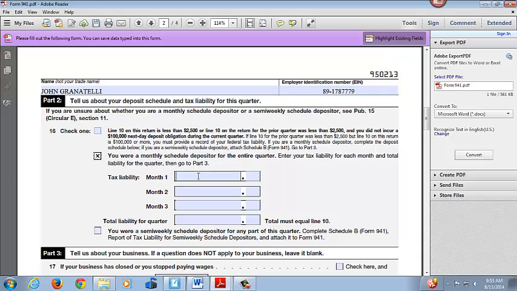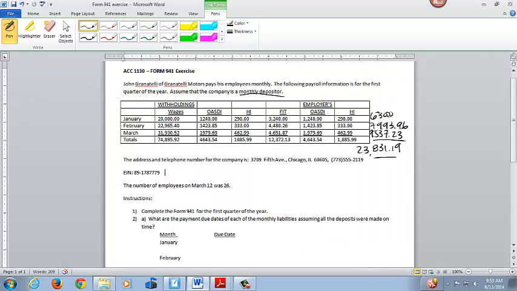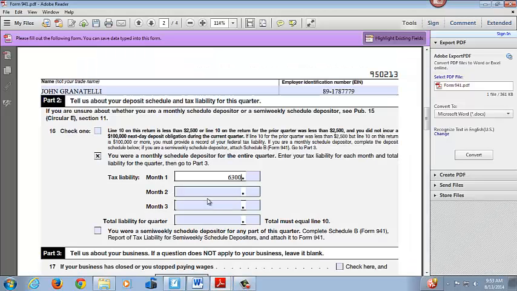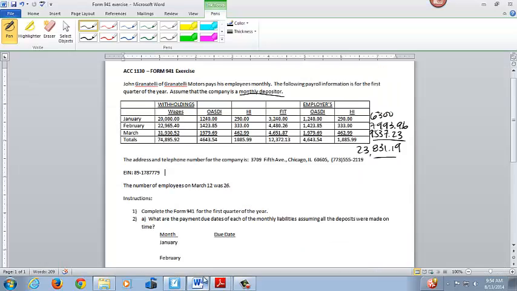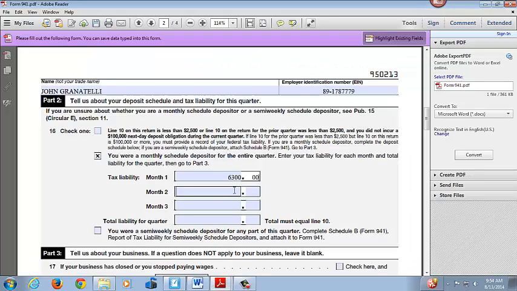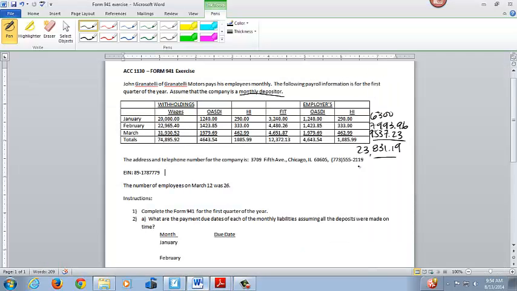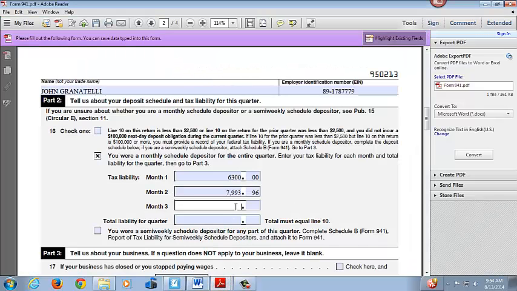Then you put your tax liability in for each month, which is what we calculated over here. Our tax liability for January was $6,300, so we put in $6,300. Our tax liability for month 2 was $7,993.96, so we come down to month 2 and put in $7,993.96. And our total tax liability for month 3 was $9,537.23, so that's what we put for month 3.